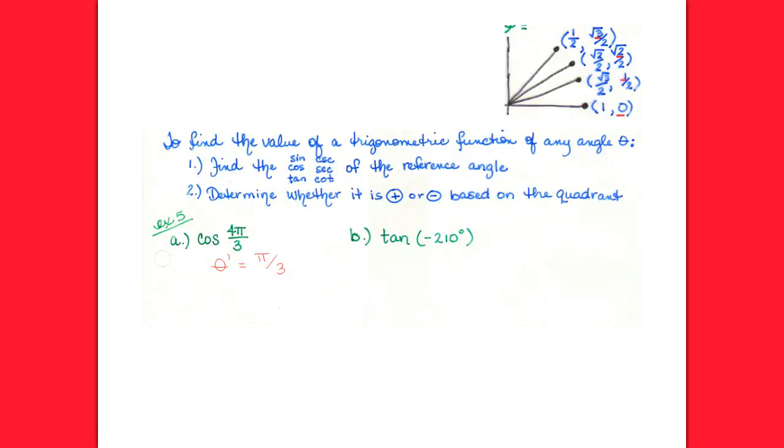I could say, step number 1, I need to find whatever trig function, in this case it's cosine, I need to find the cosine of the reference angle. Okay, I need a reference angle. The reference angle for 4 pi over 3, it's got a pi over 3 in it, so the reference angle is going to be pi over 3. So step number 1, take the cosine of the reference angle. So I'm going to take the cosine of pi over 3.